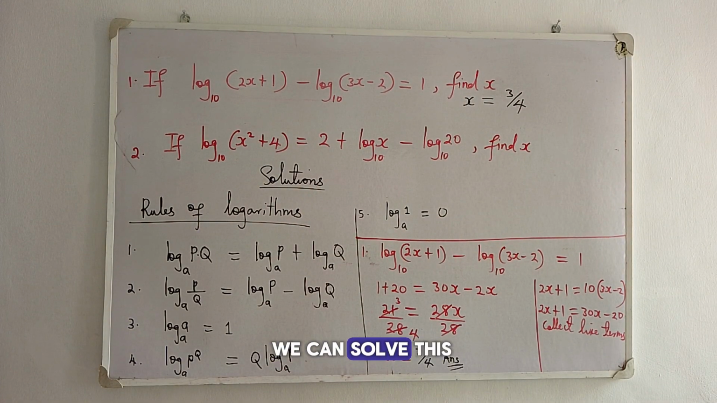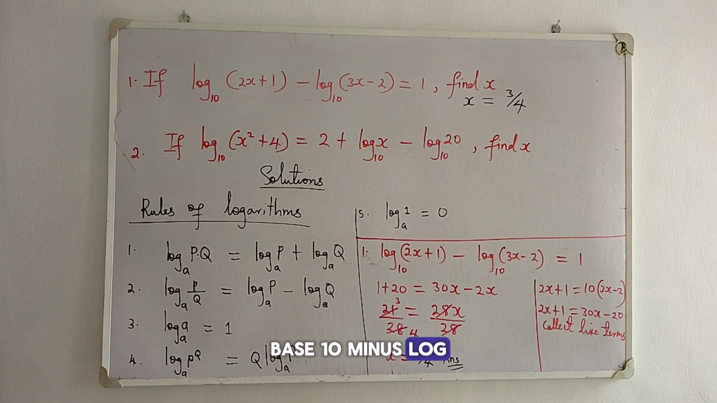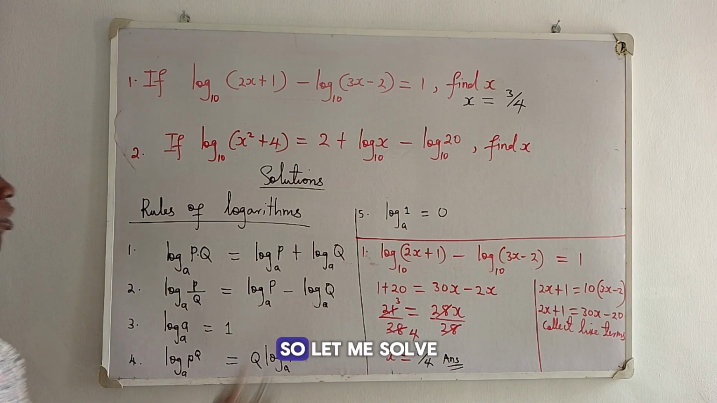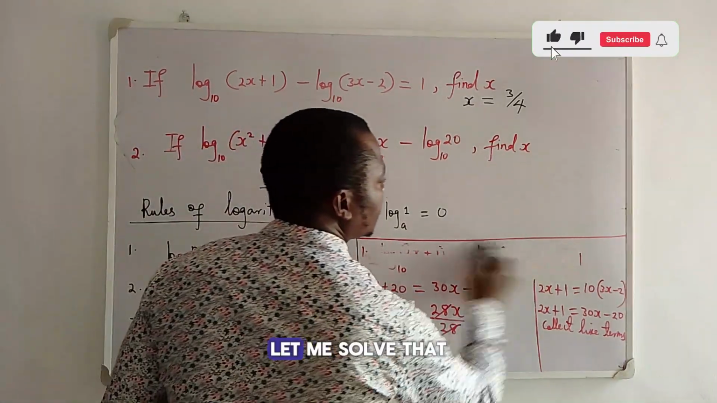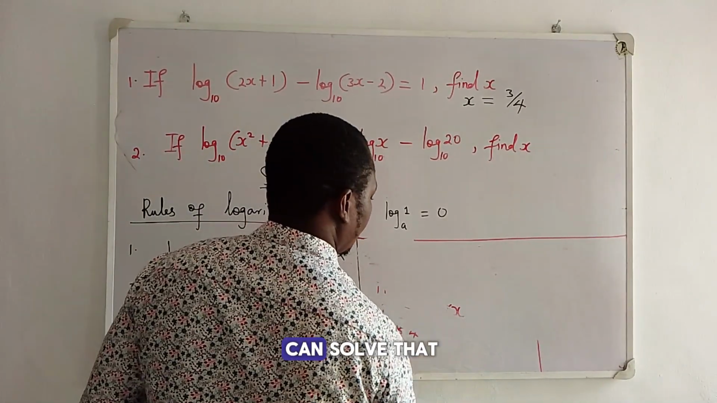So let's see how we can solve this other one. It's very simple. We have log of x squared plus 4 base 10 equals 2 plus log x base 10 minus log 20 base 10. We have to find the value of x. It's the same thing. Apply the rules of logarithm here, and we are going to get our answer correctly. Let me solve that quickly.